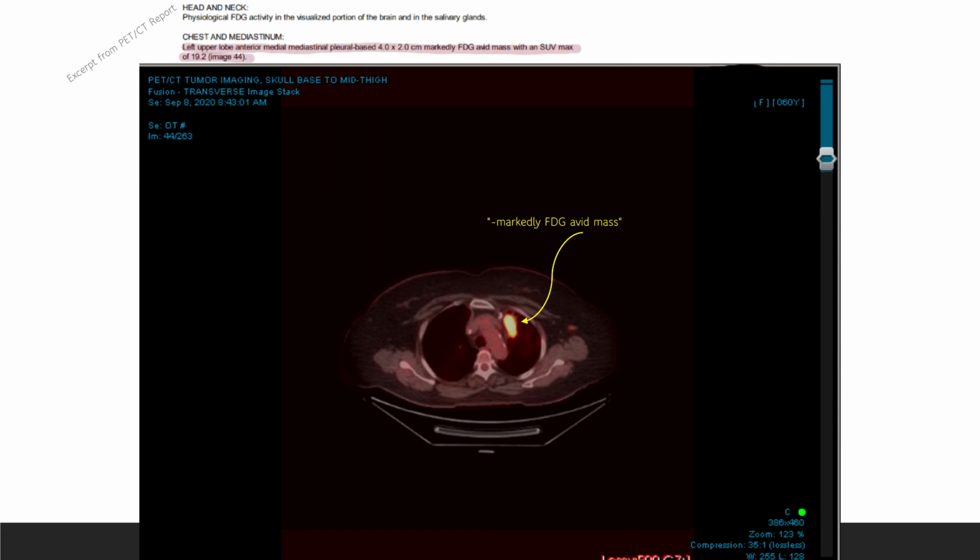This is one of the first slices of the PET-CT. The mass that was the main area of concern that called for the PET-CT scan is highlighted. We're here. So it is a markedly FDG avid mass. As we can see, there's a lot of uptake in that lesion, which isn't necessarily a good thing.